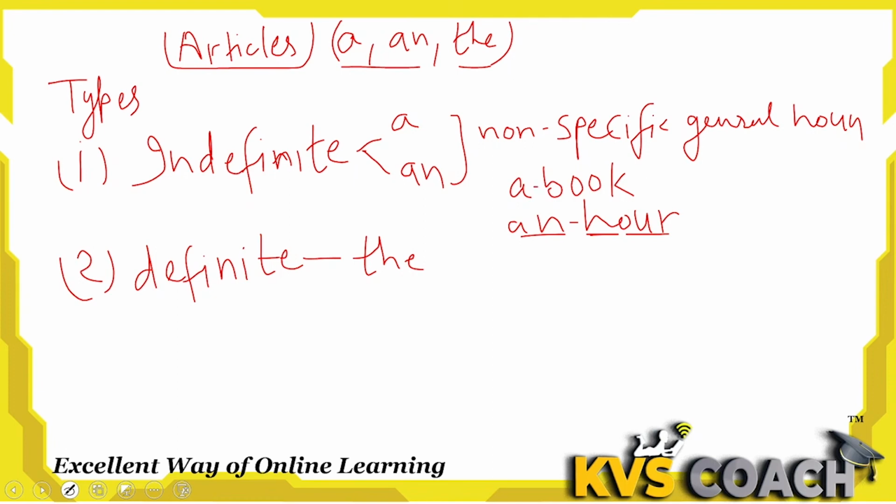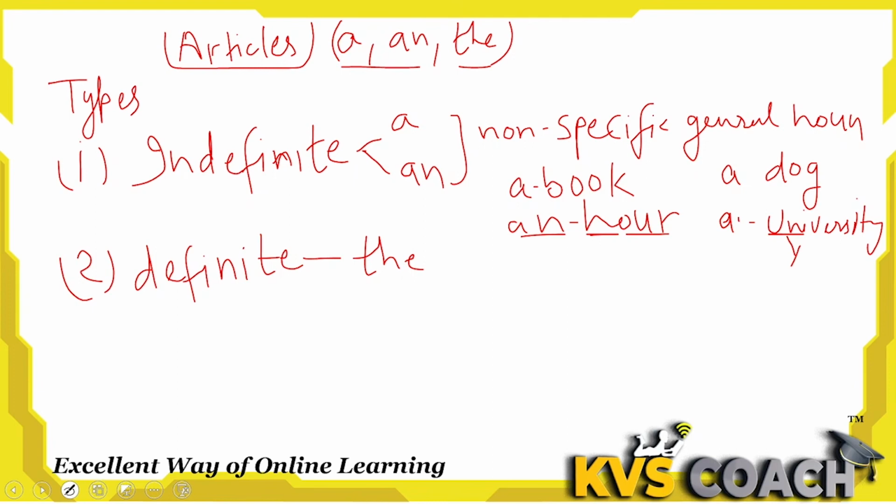And if I'm talking about a sound like a dog, we say a dog. But here, university is starting with U. Should we put an? No, because the sound here is yoo. The consonant sound is there, so we put a only. Okay, so this is the indefinite article.